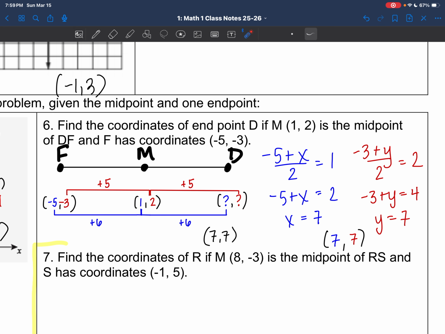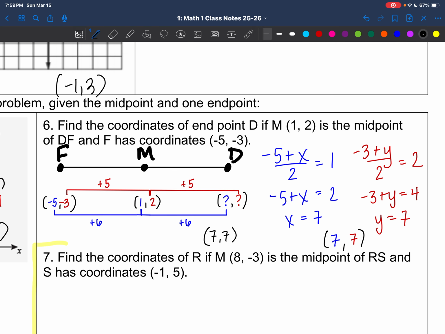And then here I've got y1 plus y2, add them together. But I can't do that because I have a variable, so I have to multiply both sides by 2 to get rid of that denominator. And I've got negative 3 plus y equals 4. And then now let's add 3 to both sides and I get y equals 7, which is the same thing.